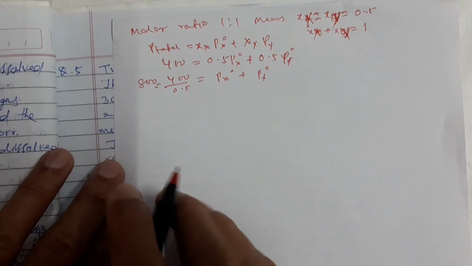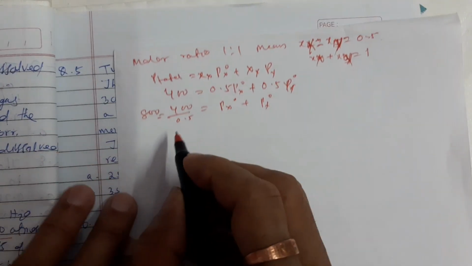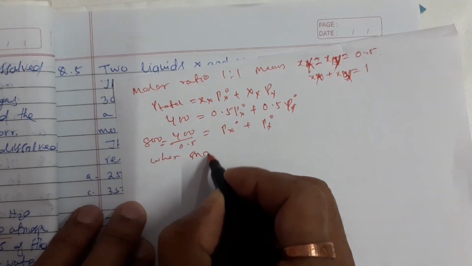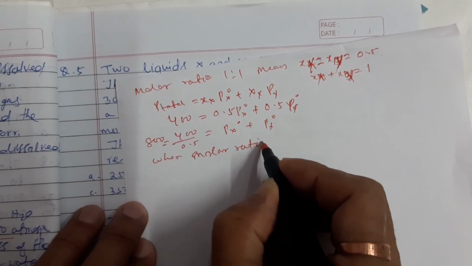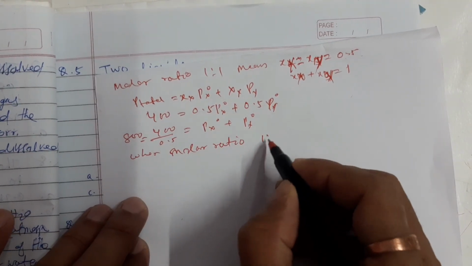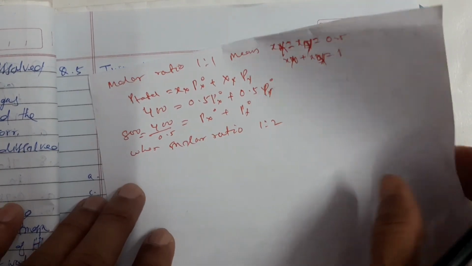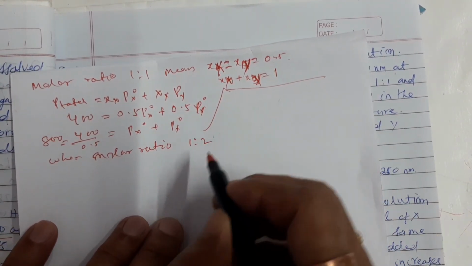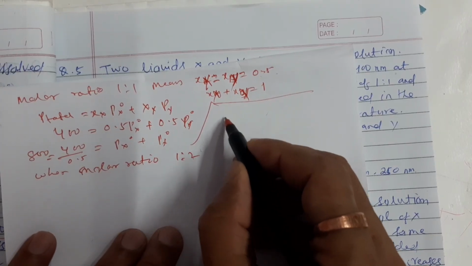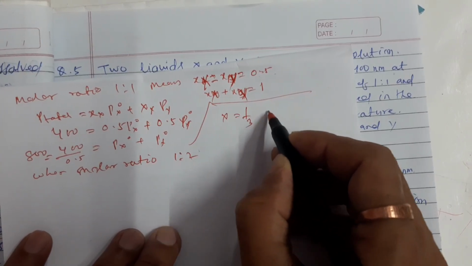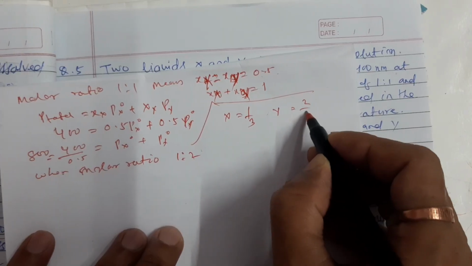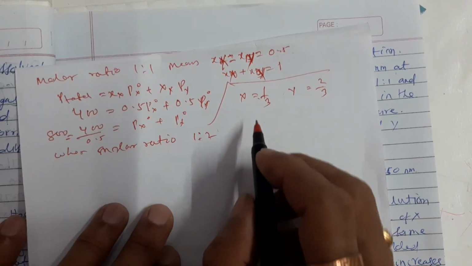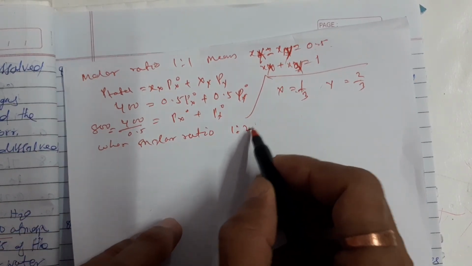Now when the molar ratio is 1:2, that means what? When the molar ratio is 1:2, X is 1/3 and Y is 2/3, because whenever you add these two, you have to get 1. So 1:2 means this much.